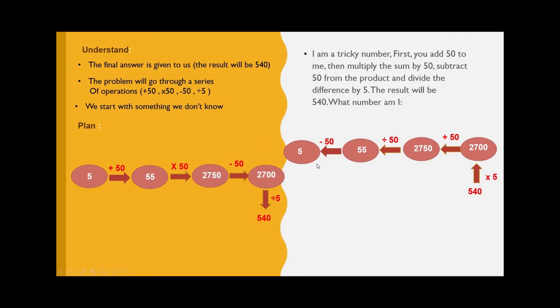50 plus 5 equal 55. 55 multiply 50 equal 2750. 2750 minus 50 is equal 2700. 2700 divided by 5 is equal 540.